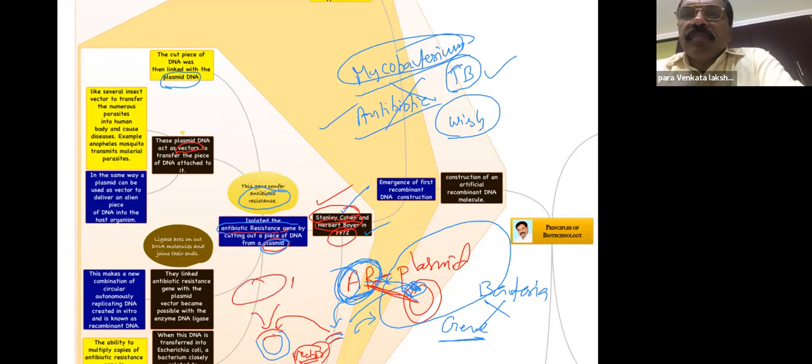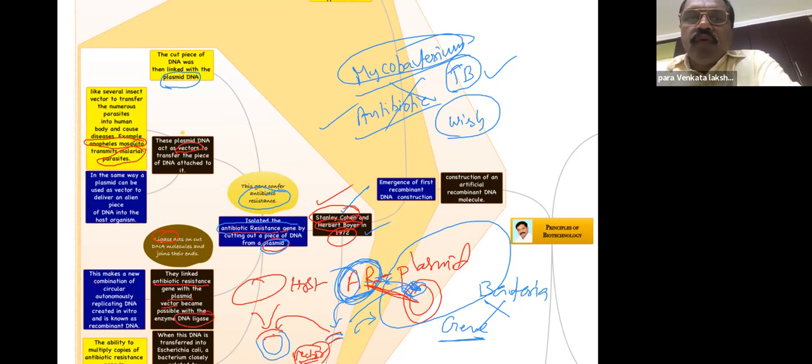This is what is called the host bacteria. We are discussing the same from the beginning. Why is this called a vector? Because like the Anopheles mosquito acts as a vector for the malarial parasite, in that sense it was named as vector. Then you see this ligase is important in ligating these molecules. And here this ligase linked the antibiotic resistance gene with the plasmid vector, and this became possible with the ligase.